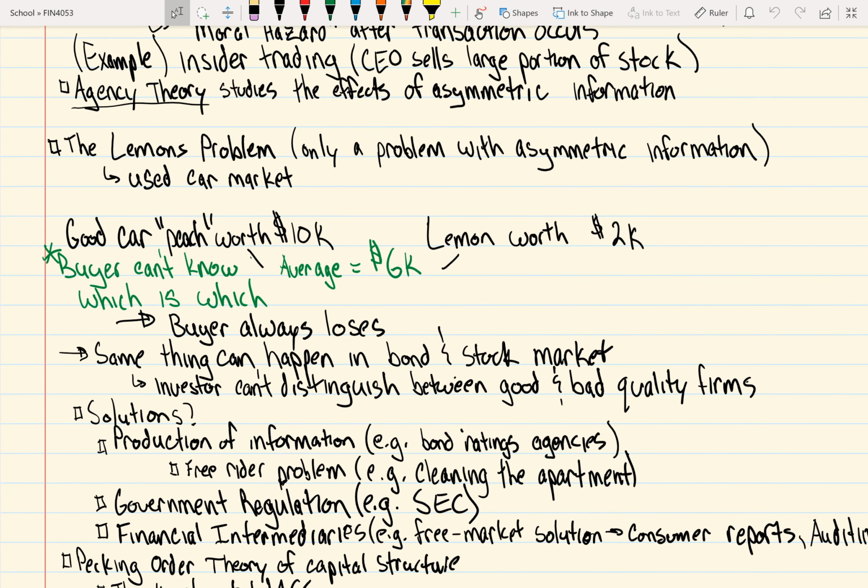So the same type of thing can happen in the stock or bond market. Essentially, it's possible that investors can't distinguish between the good and the bad quality firms, or they can't always know where the lemon is.